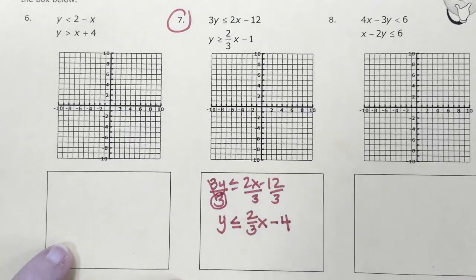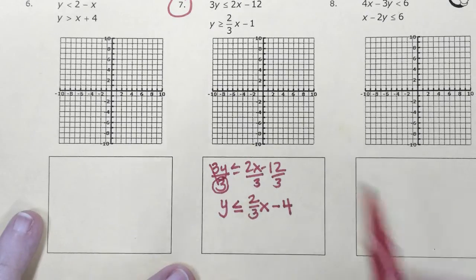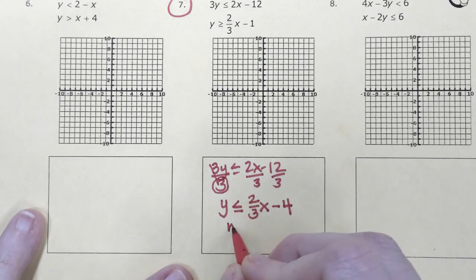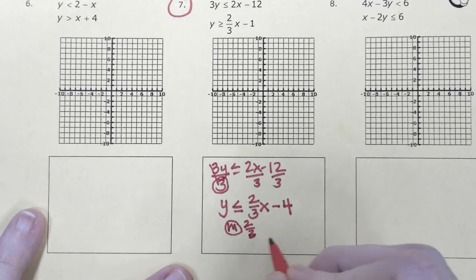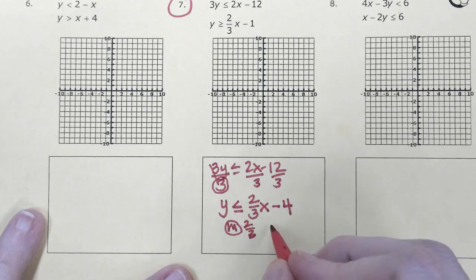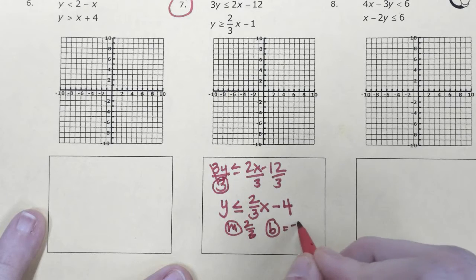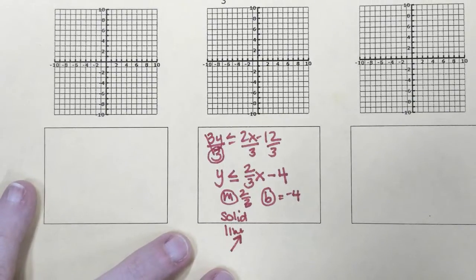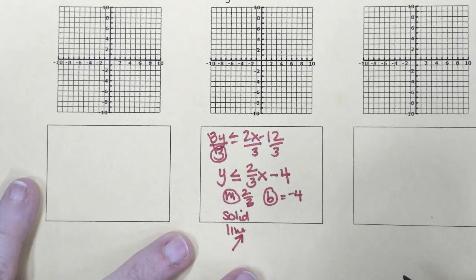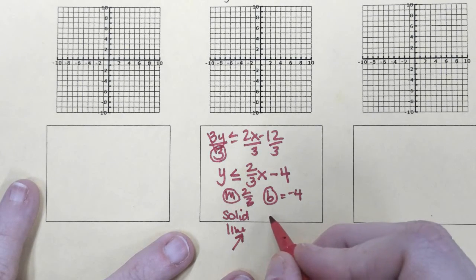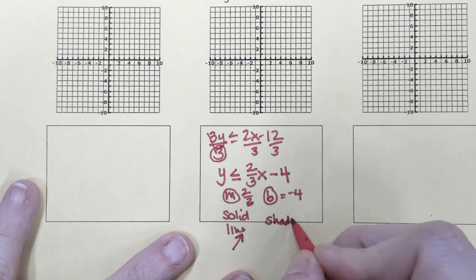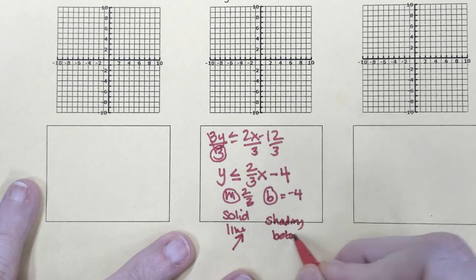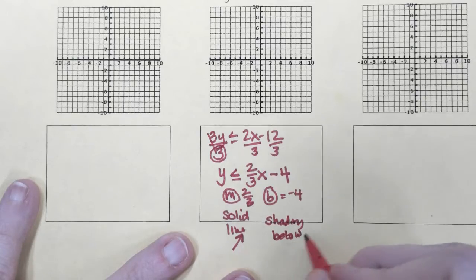Okay, so this equation is 2/3 x minus 4. So like we did earlier, I'm going to write down what I know about this equation. I know the slope is 2/3. That's the craziest looking 3, but trust me, it's a 3. Now the y-intercept is -4. I know that it has a solid line, and that that line is going uphill because it's positive. I also know that I'm shading below because it says less than.